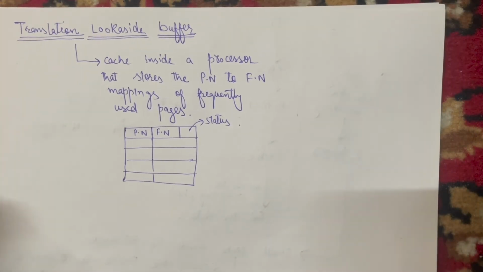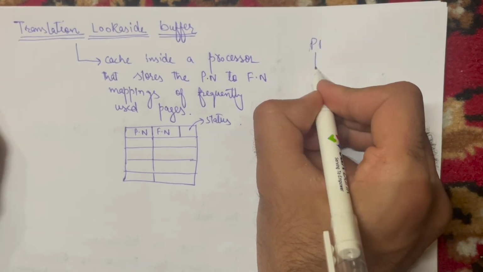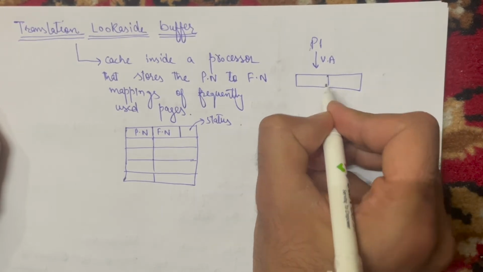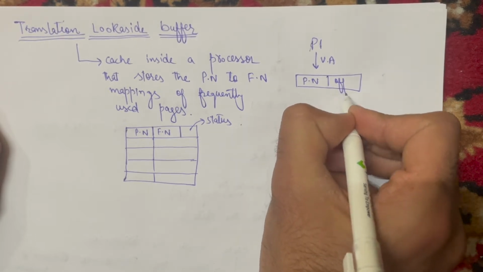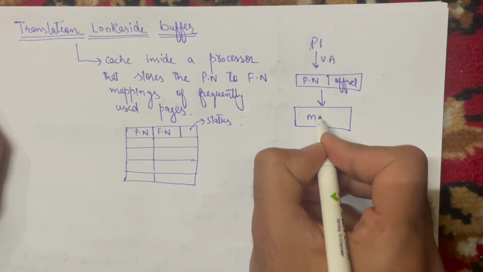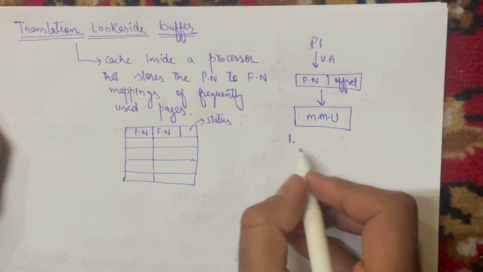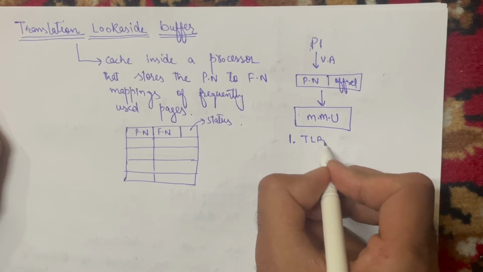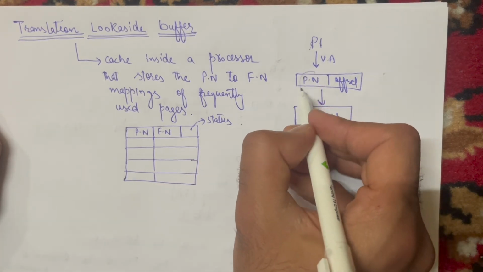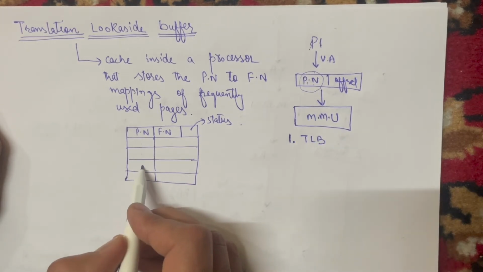Now let's see how it is improving the performance. So if I have a process P1, it generates a virtual address. Virtual address has two parts. One is the page number, another is offset. Now this goes to the memory management unit. What this memory management unit does, the first thing is it will access the translation look-aside buffer. It will access this cache. It will see if this particular page number's mapping is present here in the cache.